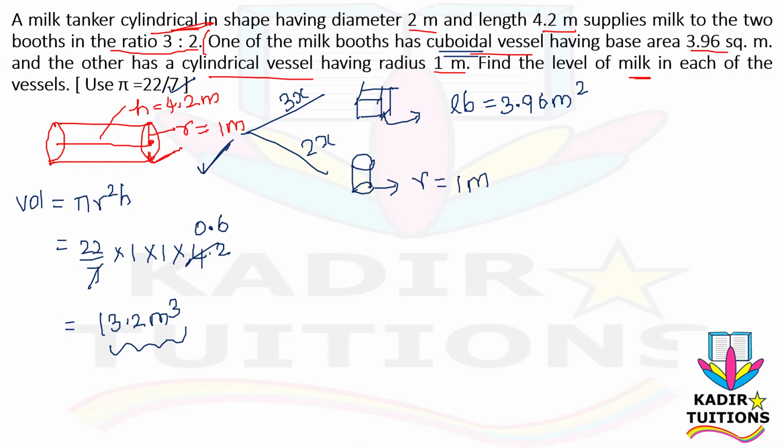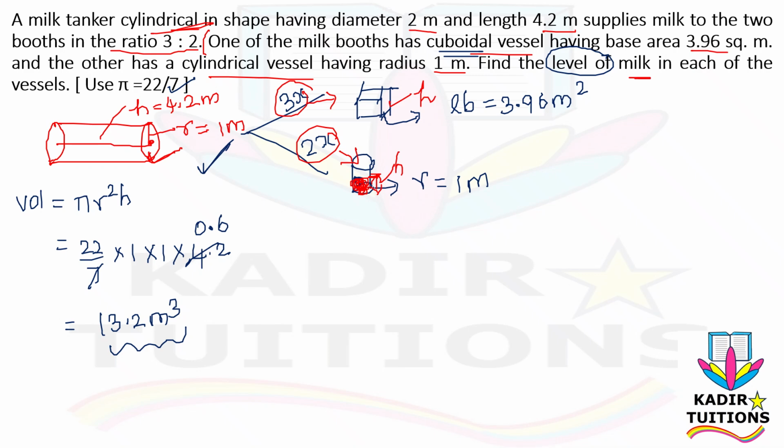And at last we have to find the level of milk. What is the meaning of level of milk? If I am pouring milk over here, up to where is it going to get filled? Level here is nothing but height. So in both the vessels we are going to find the height. This is the overview of our question. First, we need to find what 3x means, how much milk has been supplied to booth 1, and what 2x means, how much milk has been supplied to booth 2.